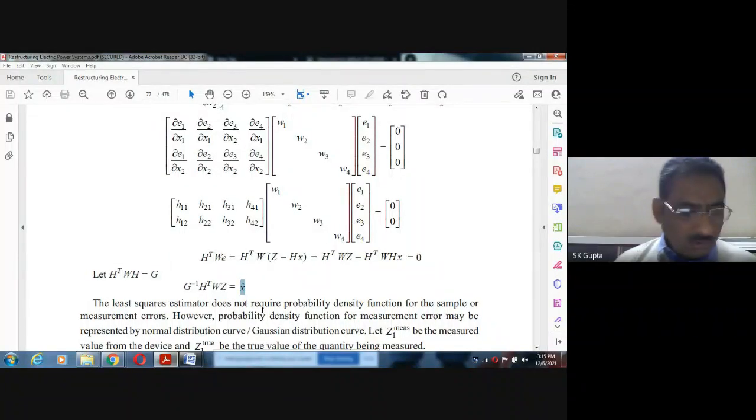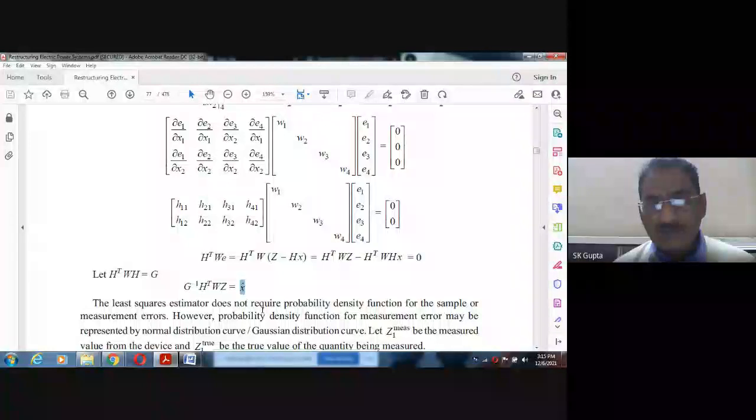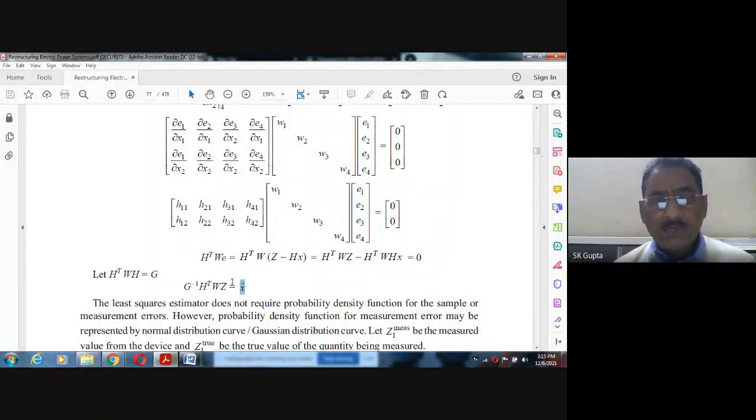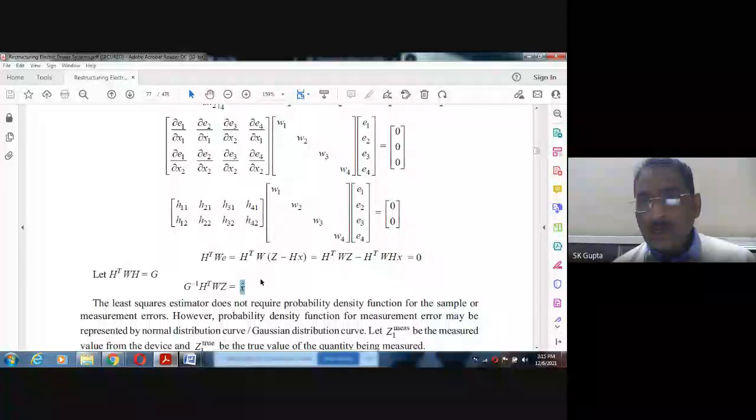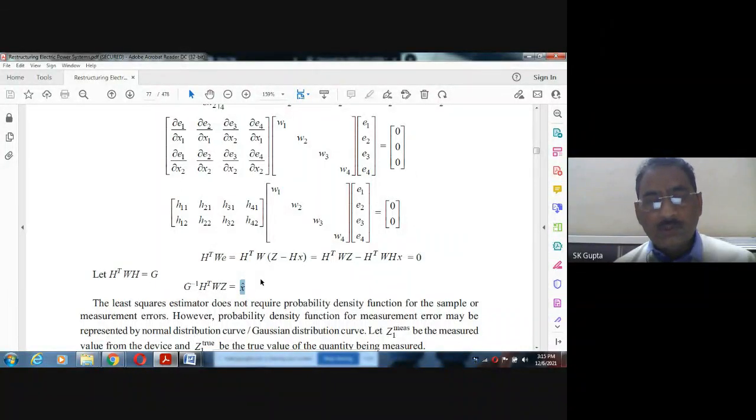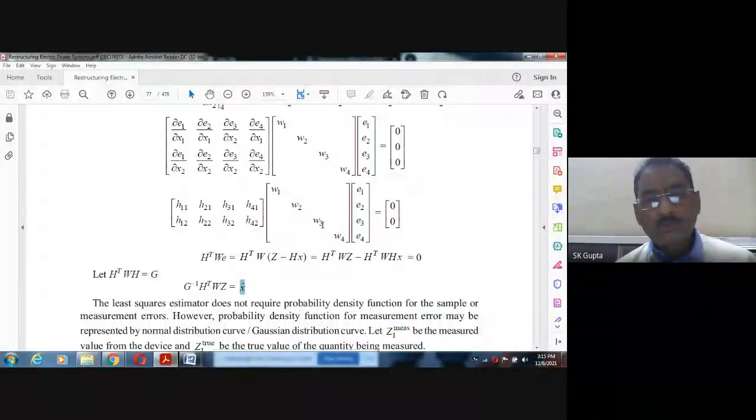Now, say for the two states, we have taken five measurements, and depending upon our experience and the quality of the instrument, we give weights to each measurement: W1, W2, W3 and W4.